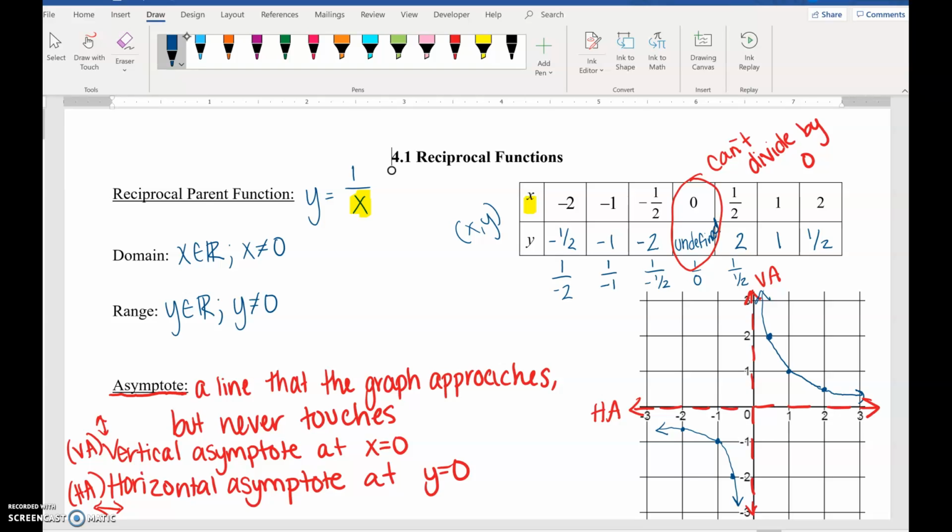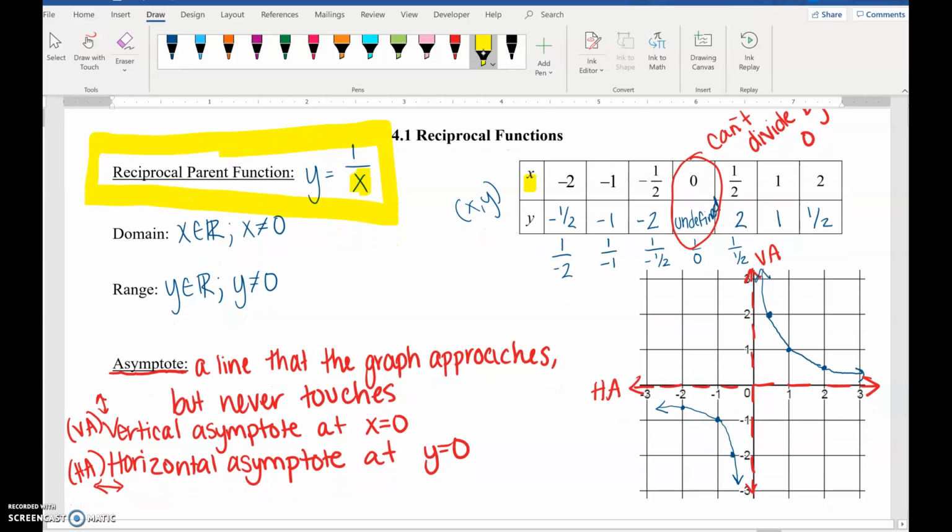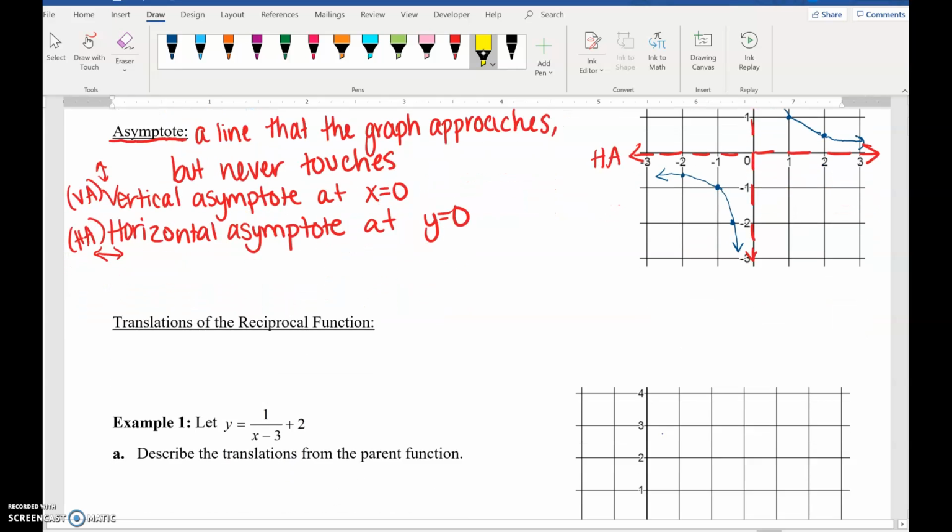Okay, so that's the parent function for reciprocal functions. What you see on this screen right now is what is always going to be the case for this function. This is the parent function. Now, we can do some translations to it, which we will be talking about in just a minute, and then it'll change. But anytime you have this exact function, the parent function of reciprocal functions, it's going to have a horizontal and a vertical asymptote at x equals 0 and y equals 0. Okay? So let's go ahead and take a look at those translations that I just mentioned.